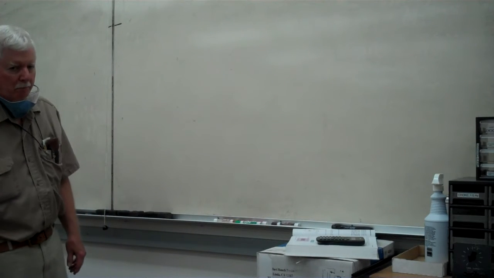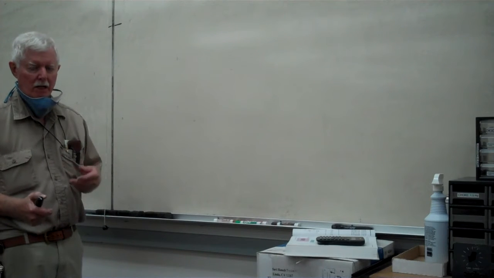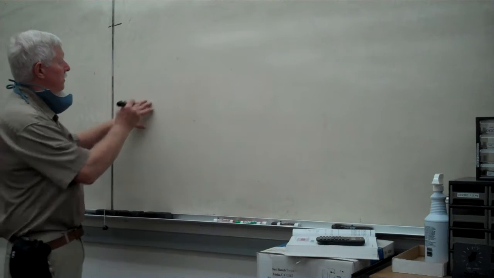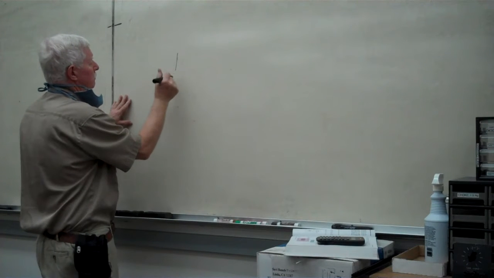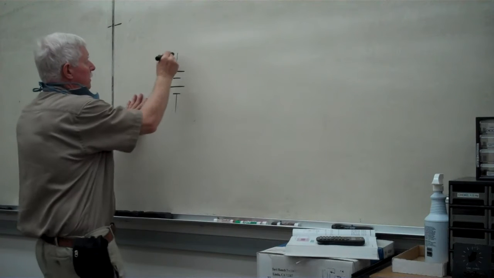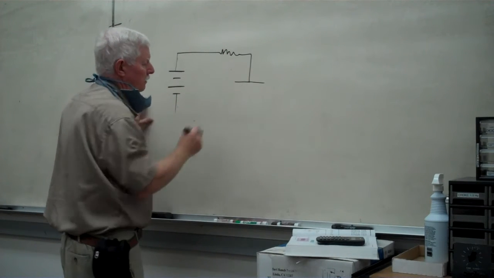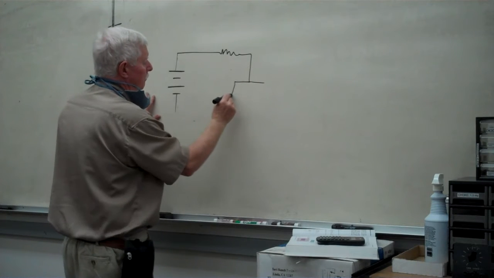We've covered series and parallel circuits, and now we're going to take a look at what we call series parallel. It's a combination of the two. I'm going to start with a source, and I'm going to put a series resistor in the line, and I'm going to put a parallel network.